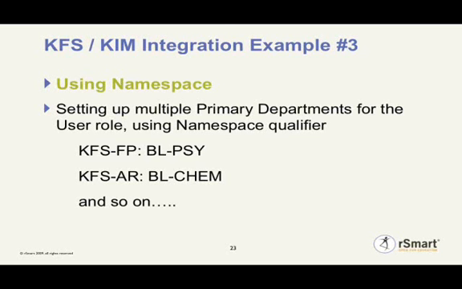Now, having said that, there is a way to override it for the disbursement voucher, which is what Tony was talking about initially regarding the namespace. You can set up multiple primary departments for the specific user role using namespace qualifier. For instance, I can say for financial processing, which is a namespace of KFS-FP, I like to always have my primary department to be psychology. Whereas if I'm using AR, I want to be chemistry, and so on.